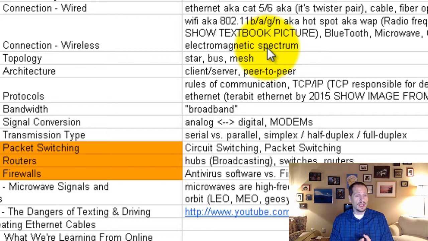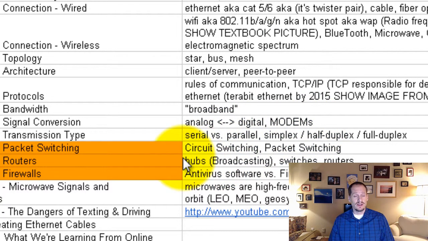We learned about rules of communication or protocols. We learned about bandwidth and broadband and narrowband. We've also learned about signal conversion and what modems do, modulating and demodulating signals from the digital state to the analog state and then back to the digital state as they go over the phone network. And we've also learned how data can transmit either in a serial form or a parallel form, and about simplex, half duplex, and full duplex communication. We learned about circuit switching and packet switching.